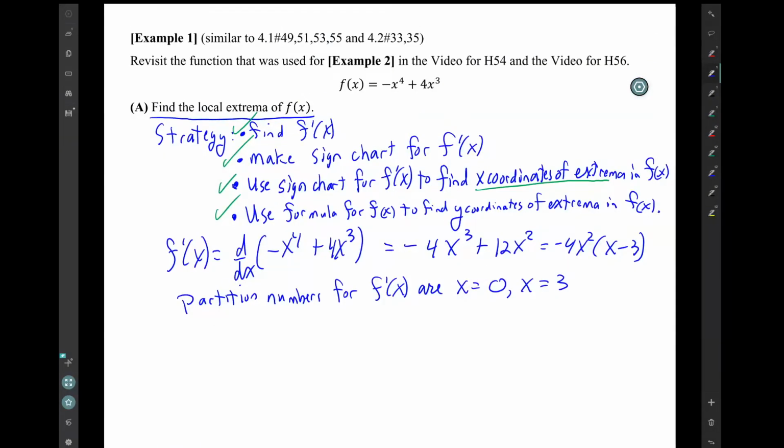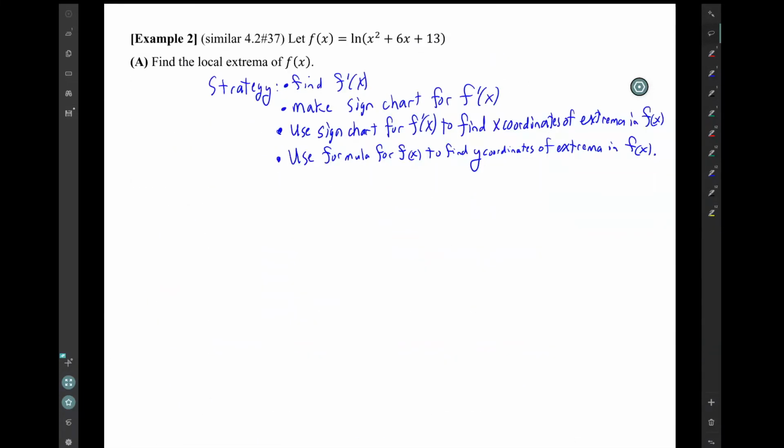There's our strategy. I'm going to copy that whole strategy and put it down below, and then we'll go back down and we'll find it there. All right, so there's the strategy copied from up above. So let's find f prime of x.